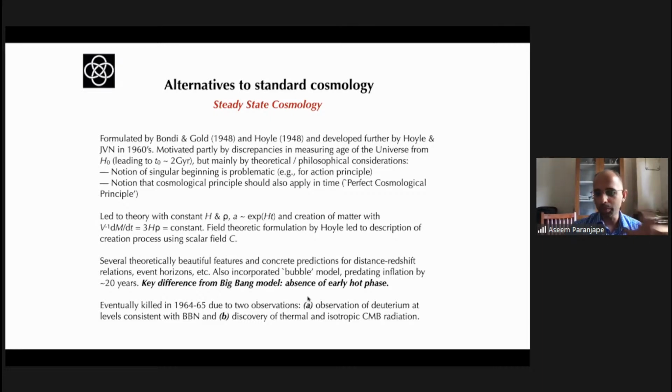And the second argument, which was like the nail in the coffin, was the discovery of the thermal and isotropic CMB radiation. Since the steady state cosmology did not have an early hot phase, it did not predict a CMB. In fact, it predicted that there should be no CMB. And the fact that the CMB was discovered meant that the steady state universe was simply out of the picture. Okay, so this is a very interesting history.